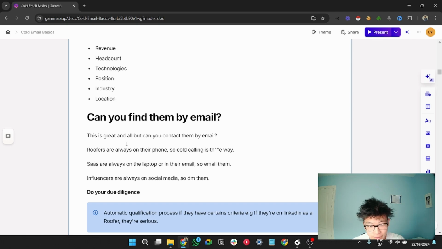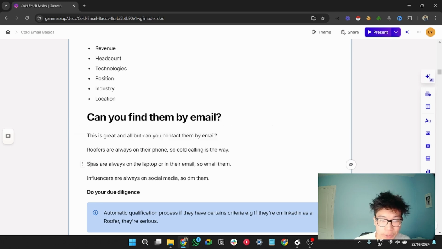Can you find them by email? This is another problem I've run into when emailing for people. Why are there two apostrophes? I'm going to remove them now. This is great and all, but can you contact them by email? Roofers are always on their phone, so you should call them. They're always on a job, and if you call them, they'll pick up their phone.